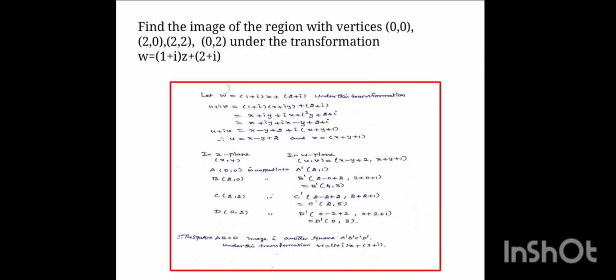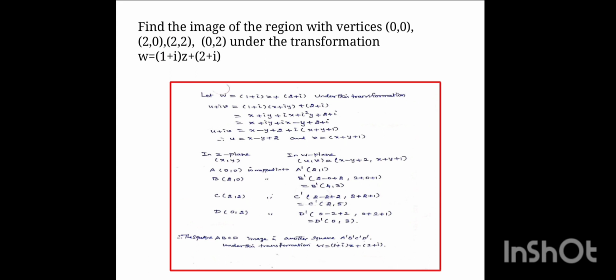Next, B of (2,0) is mapped into B dash. B dash means 2 minus 0 plus 2, 2 plus 0 plus 1. That is, B dash is (4,3). C is (2,2) mapped into C dash. C dash means 2 minus 2 plus 2, 2 plus 2 plus 1. Therefore, C dash value is (2,5). D is (0,2) mapped into D dash. D dash is 0 minus 2 plus 2, 0 plus 2 plus 1. Therefore, D dash is (0,3).